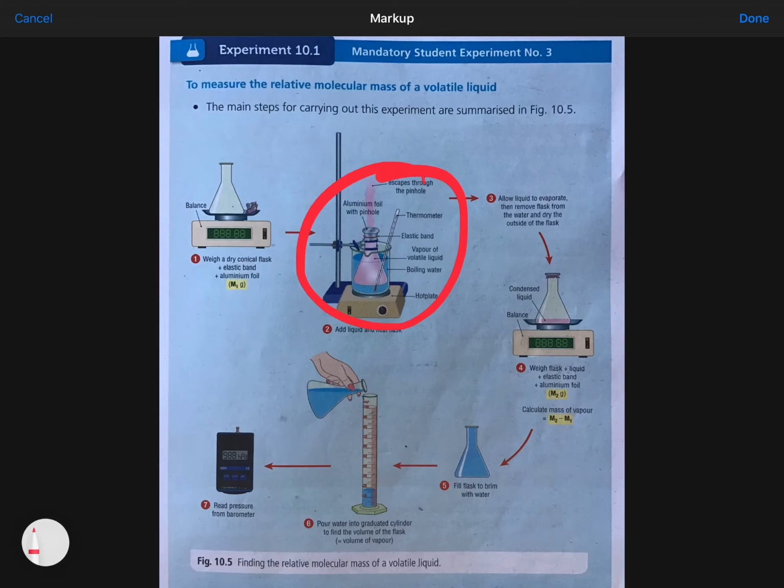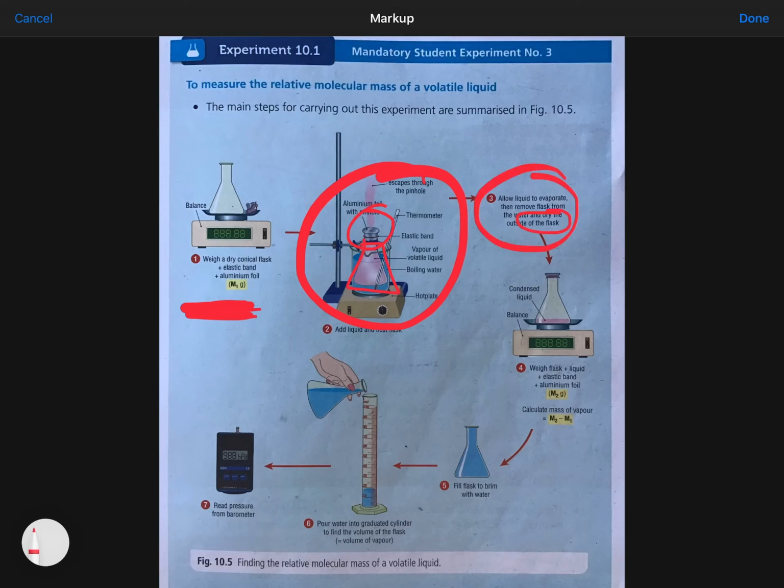And then they asked you to describe in part C how the mass of the vapor was determined. So you would have to give these steps. You would find the mass using an electronic balance, find the mass of a dry conical flask, an elastic band, and the aluminium foil. Then you'd add your acetone and evaporate fully. The excess vapor comes out through the pinhole, remember, so that the whole flask is full of vapor. Then you allow it to cool, and when it cools, the vapor is going to condense inside the flask.